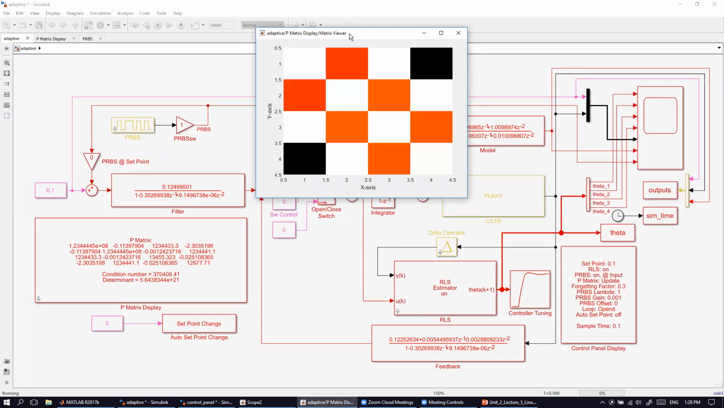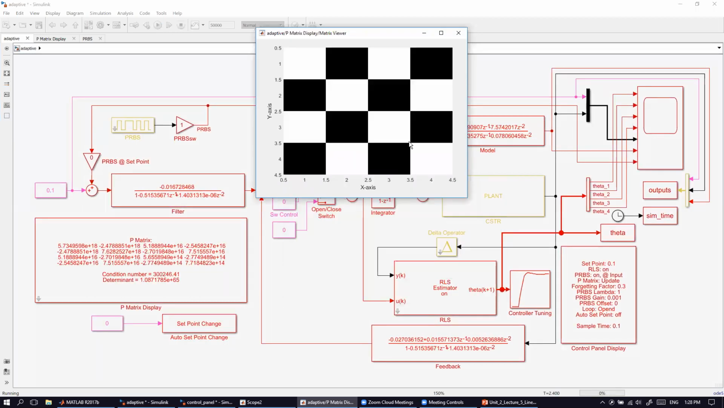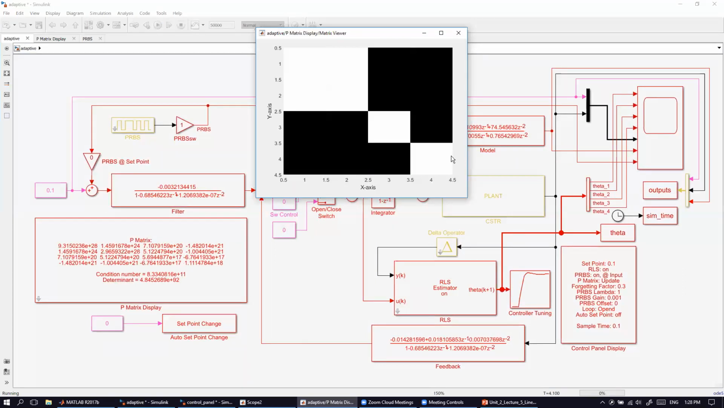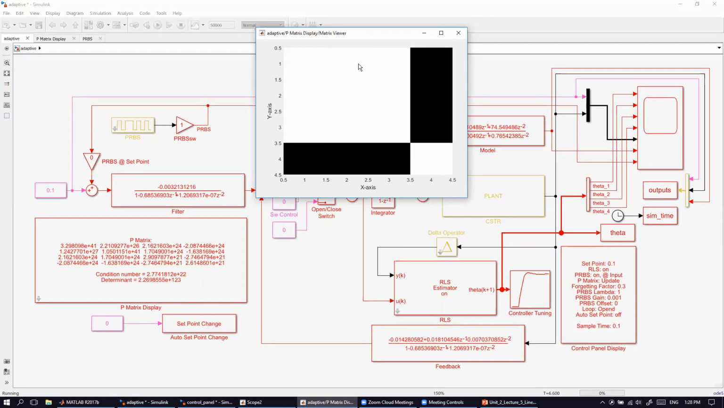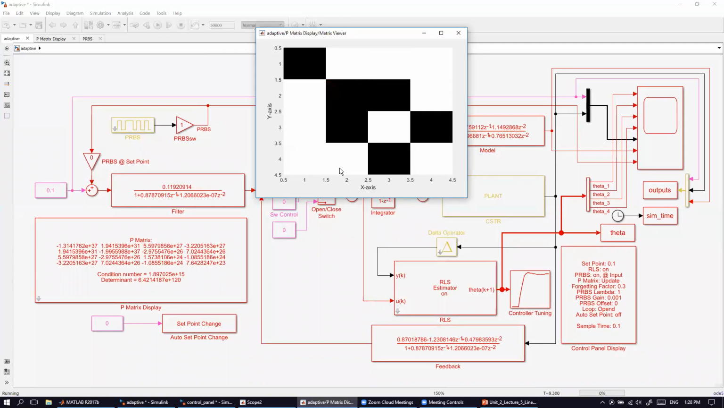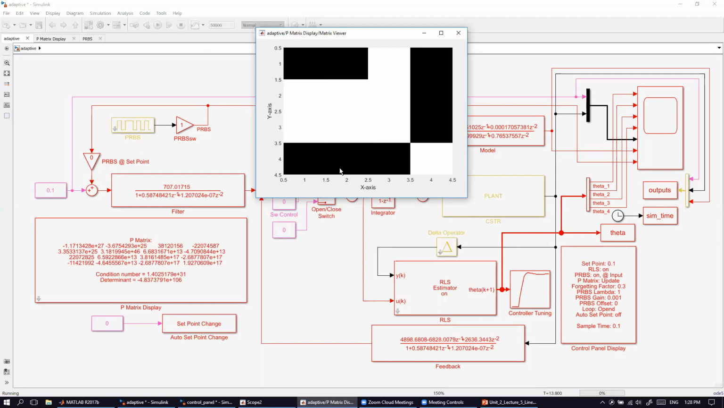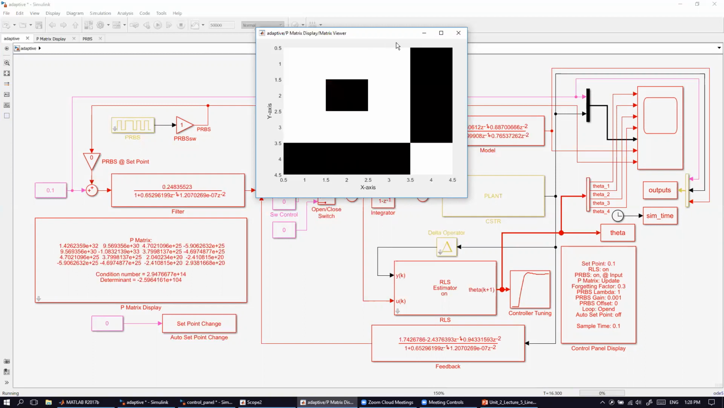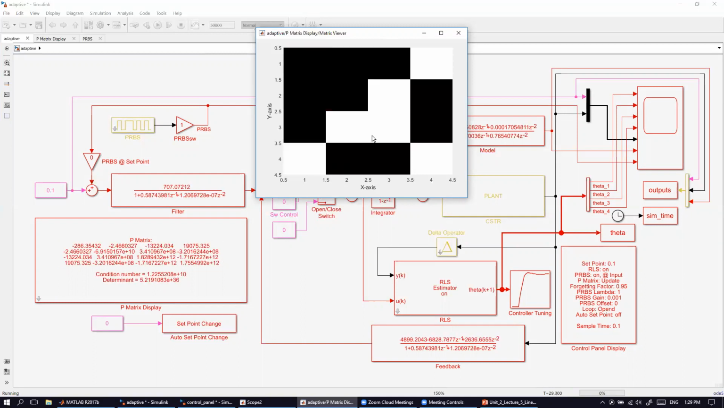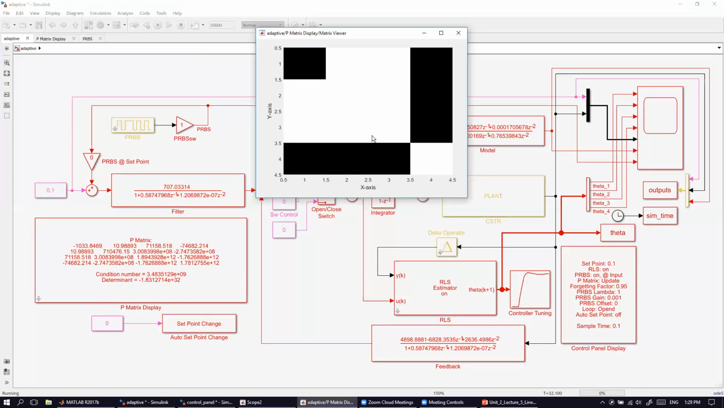Now, this is a P matrix display. These are the parameters. Those squares represent the elements in the matrix. And when we get on the diagonal this kind of pattern, that is okay. So big numbers and small numbers in the matrix in some sort of a diagonal, that's okay. That means that the P matrix is well conditioned.